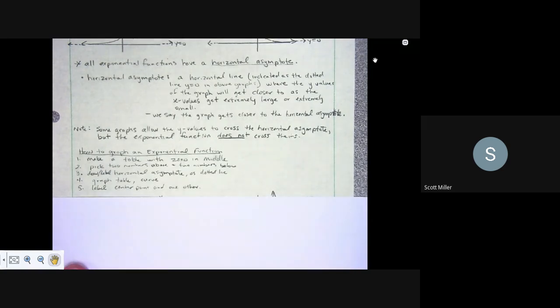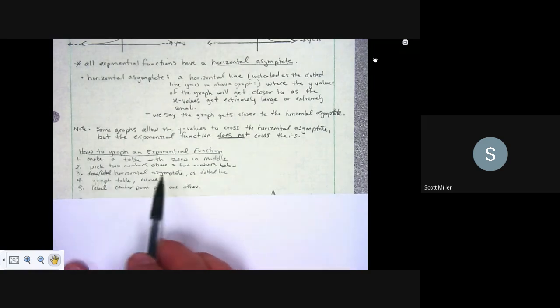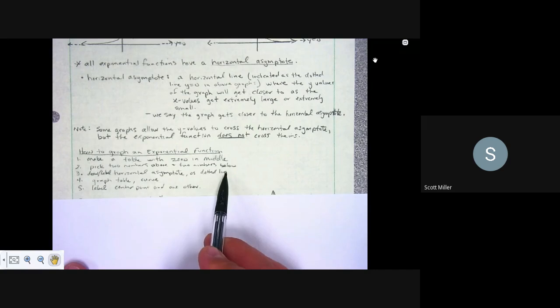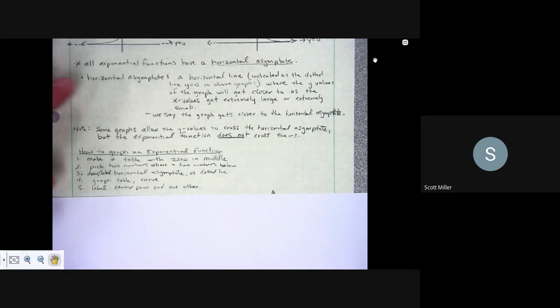Okay? If I'm graphing an exponential function. If I'm graphing real life problems, I have to go based off of what's feasible to plug in. So if it's not possible to plug in a negative value, then I don't. I only plug in numbers that I can plug in to match the context of a problem. You're going to draw your horizontal asymptote as a dotted line. You want to label that also. Then you're going to graph the table and draw the curve. You want to label the center point and one other point. So I have an example here I'm going to do for you.